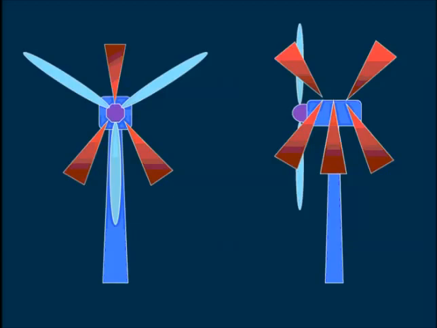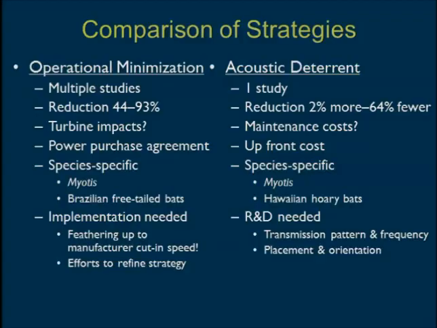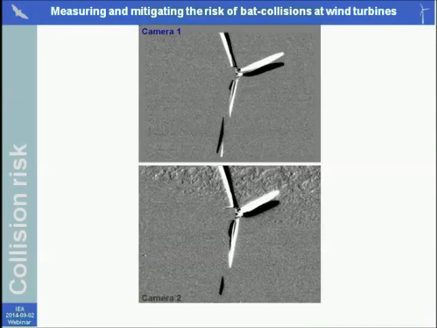We found in the first year 21 to 51% fewer fatalities at the deterrent-equipped turbines, and a significant difference in fatalities. The next slide, showing the 2010 data, showed very similar results. We found an 18 to 62% reduction in fatalities.